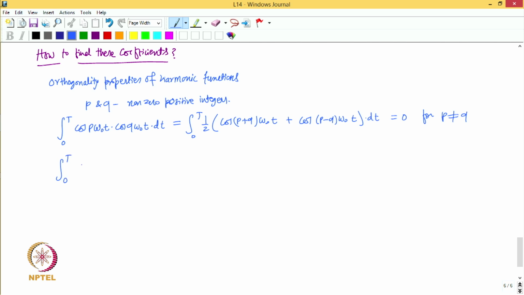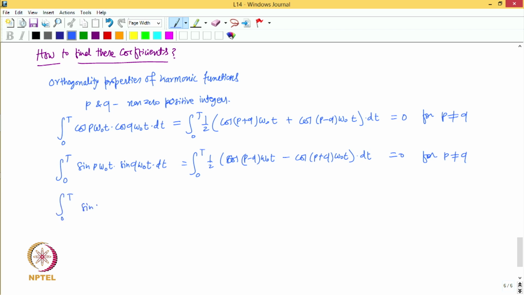Similarly, we can show that integral of sine p omega naught t into sine q omega naught t dt over 0 to T, this also actually is 0, right, because we see that this is nothing but cos p minus q omega naught t minus cos p plus q omega naught t, right. Again we have two cosine terms here. So again integral over the time period T, this will be 0 for p not equal to q, right. If p is equal to q, then cos p minus q would be cos 0 t, and cos 0 t integral is not 0, right.